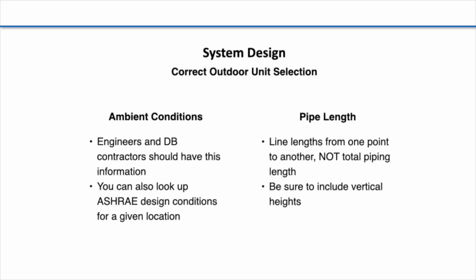And when selecting the outdoor units, we'll need to know the ambient conditions of the location of the project. Engineers or design build contractors will give you this information, or you can just look this up in ASHRAE data tables. And with VRF, as many of you know, there are certain refrigerant piping limitations that come with sizing VRF. So knowing the location of the fan coils and the other indoor components will help us design a proper system.